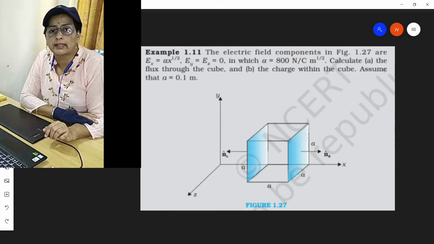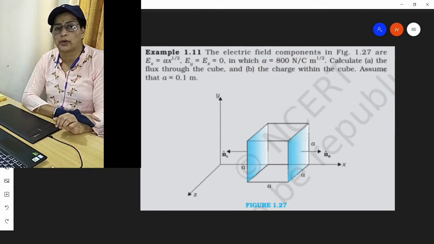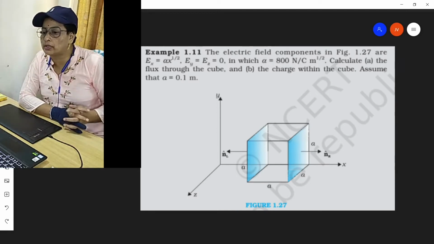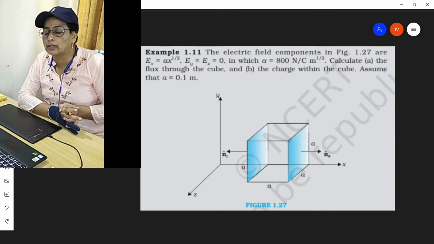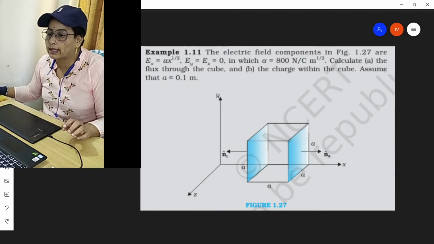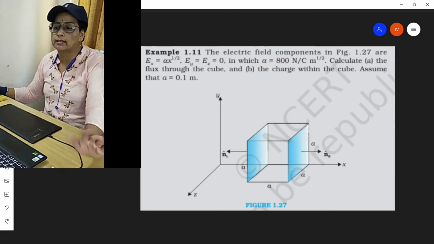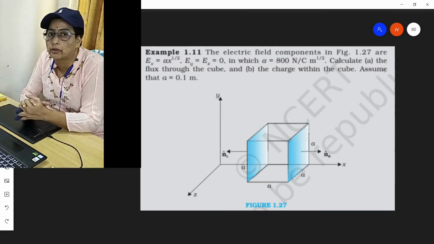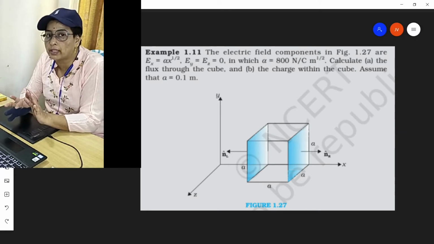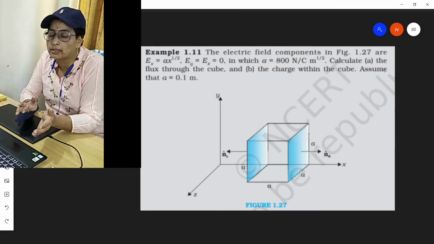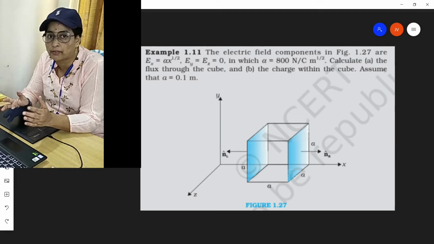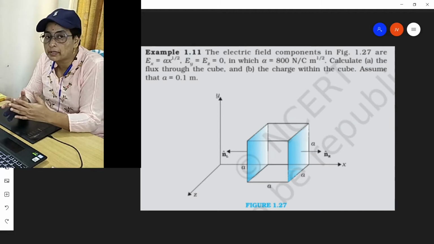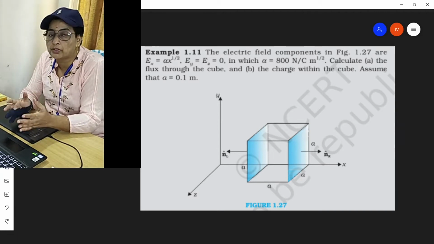Let us find the solution to Example 1.11 of the NCERT textbook. This is related to calculation of electric flux through a cube. We know that the total electric flux through a closed surface is zero if there is no charge enclosed, but it may not be true every time. If the cube is at the origin, then electric flux will be zero. But if it is at some distance from the origin, then electric flux may not be zero.